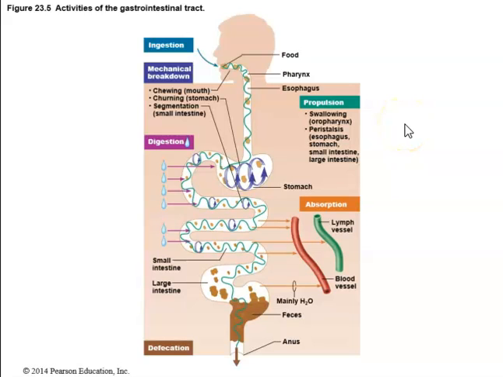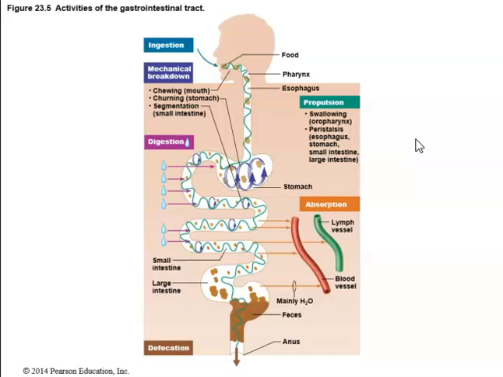So peristalsis, of course, occurring in the esophagus, the stomach, small intestine, large intestine. So we have that layer of smooth muscle lining these structures that we saw in our histo slides earlier this semester. So that smooth muscle helping with peristalsis, or the peristaltic movements of our food throughout our GI.